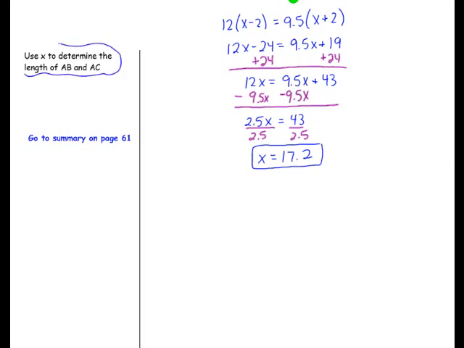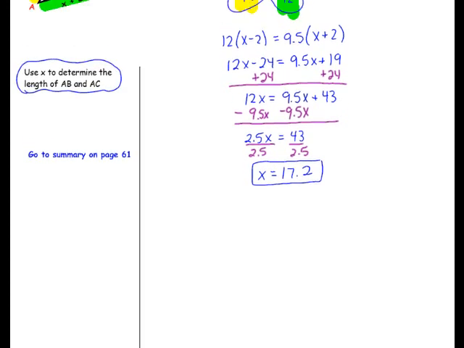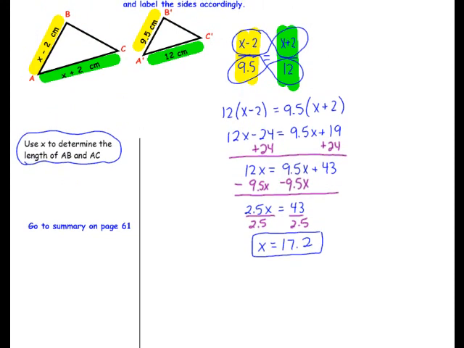Next, use x to determine the length of AB and AC. AB is equal to x minus 2, so we have 17.2 minus 2. So the length of AB is equal to 15.2 centimeters. The length of AC is x plus 2, so that will be 17.2 plus 2. That gives us a total of 19.2 for the length of AC.